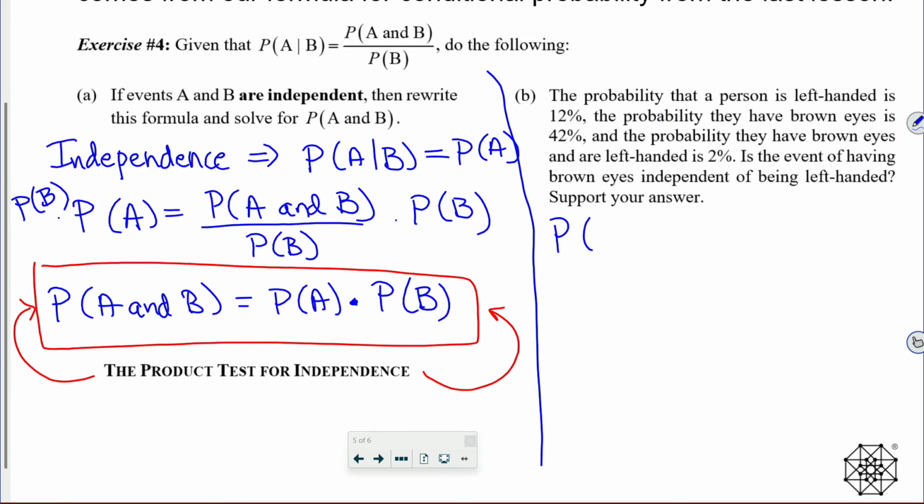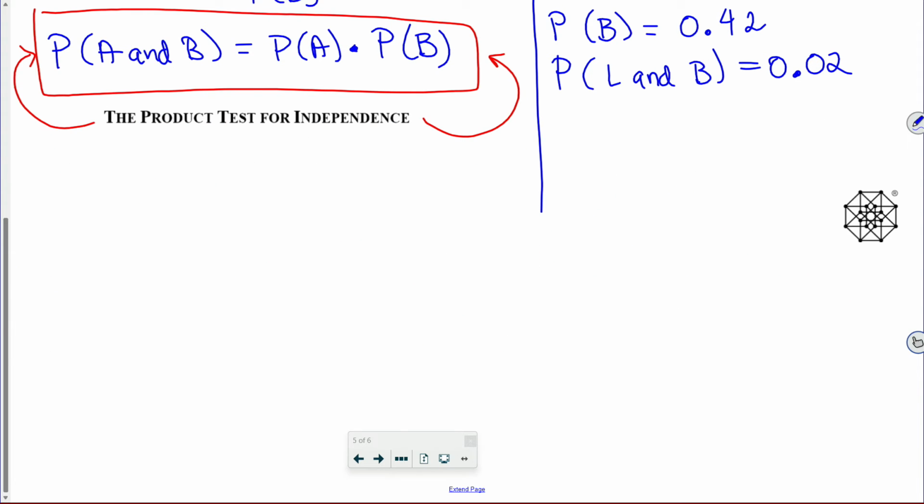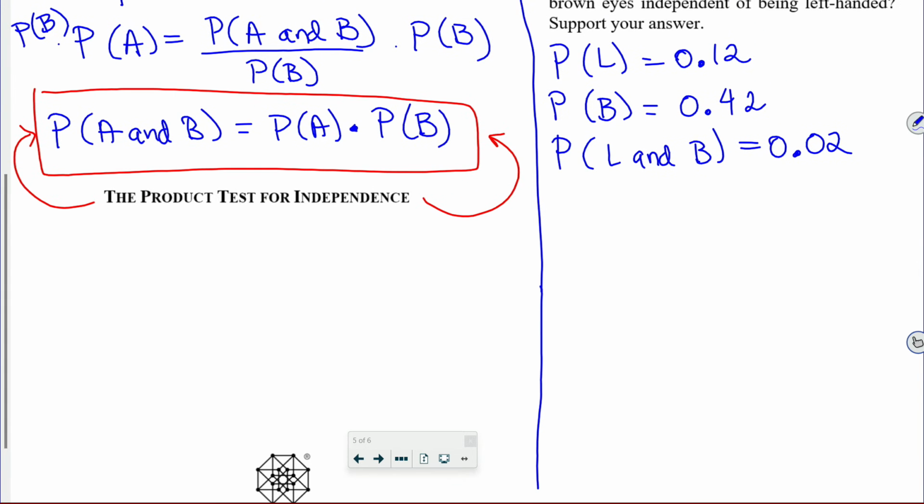We've got the probability of being left-handed is equal to 0.12. The probability of having brown eyes is equal to 0.42. And the probability of being left-handed and having brown eyes is 0.02. Now again, if they're independent, then when I take the two individual probabilities and multiply them together, the question is, does P of L times P of B equal P of L and B?